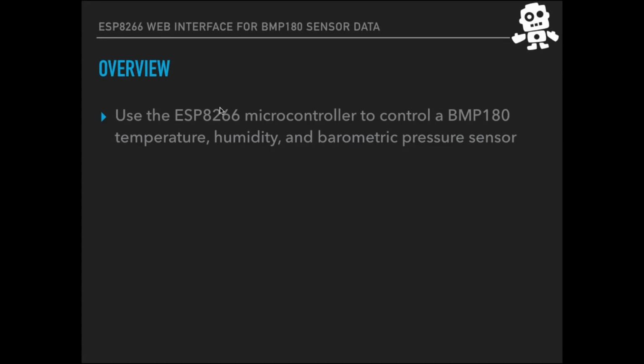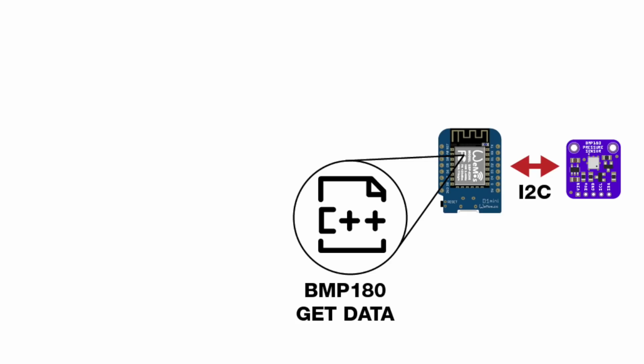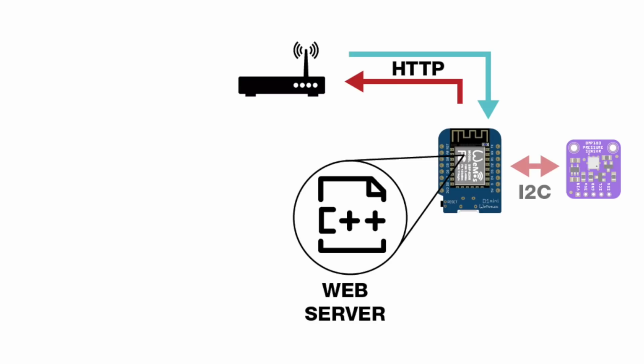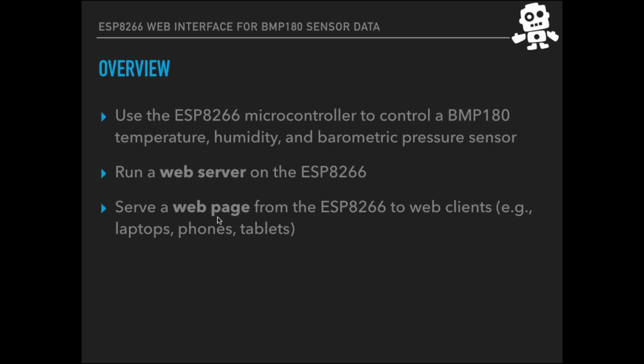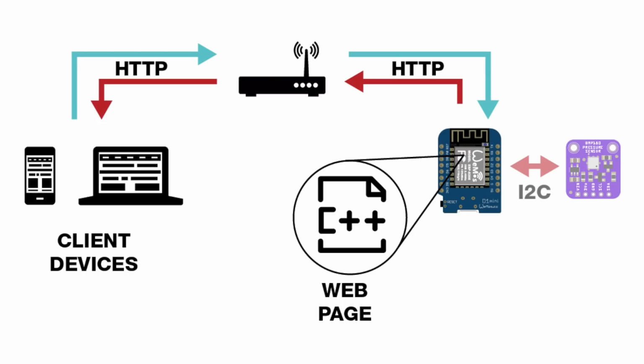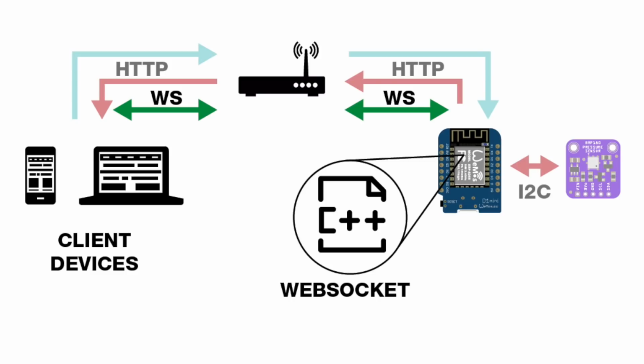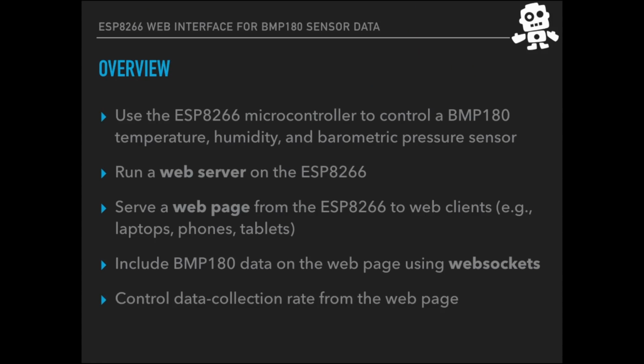The plan for today is to use the ESP8266 to talk to the BMP180 temperature, humidity, and barometric pressure sensor. Then we're going to write some code that will allow us to run a web server on the ESP8266. Then we're going to add a web page to the web server so that it can be sent to any client that makes a request. After that, we're going to add bidirectional communication between the server and the client using WebSockets. Lastly, we'll add the ability to the web page to control the rate at which data is collected.